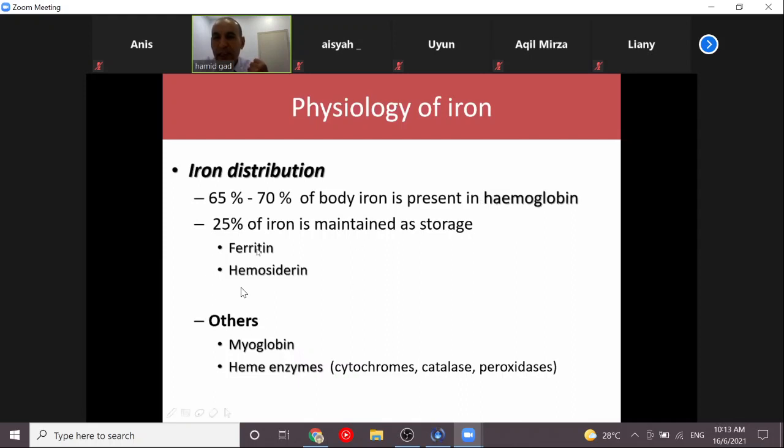The body can still use the ferritin. Ferritin is the storage form of the iron. You should remember that. Very important in the causes, very important in the diagnosis. Later we will check.